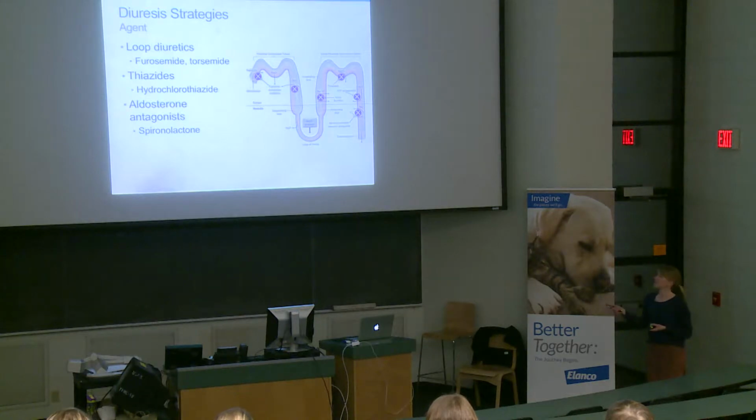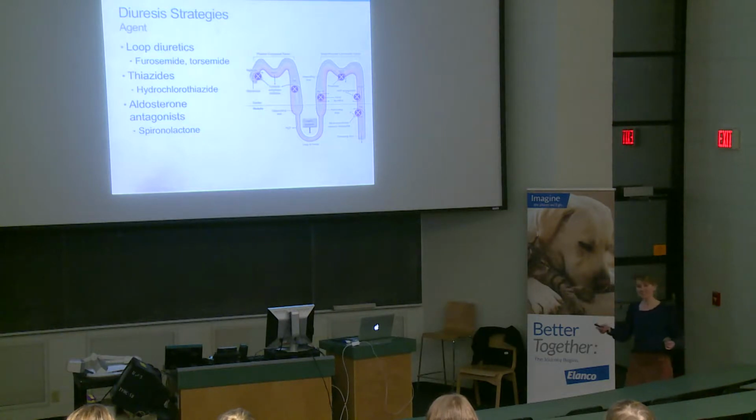Other choices, the thiazide group, the main one that we use being hydrochlorothiazide. It acts more distally here in the distal convoluted tubule. And then finally, aldosterone antagonists like spironolactone. Those are agents that are going to work much more distally in our collecting duct, way down here, at this mineralocorticoid receptor antagonist spot.